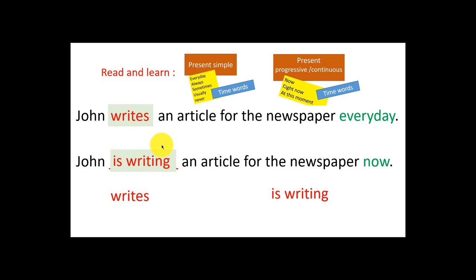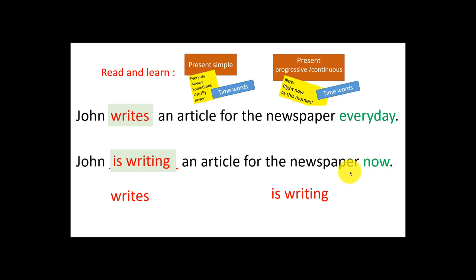Here we have the same verb, but look, the time word is not every day, is not always, is not sometimes, it's not usually, it's not never. So it is now. So will we use the present simple tense? No, teacher. We will use which tense? Yes, we will use the present progressive tense. What is the present progressive tense? It's not composed of one part. It's composed of more than one part, like here. We will say John is writing an article for the newspaper now.